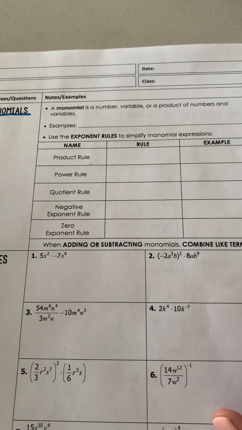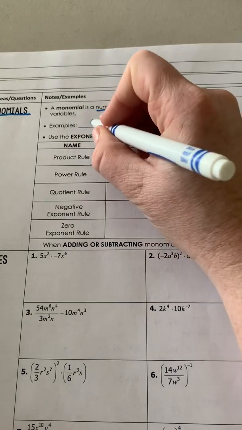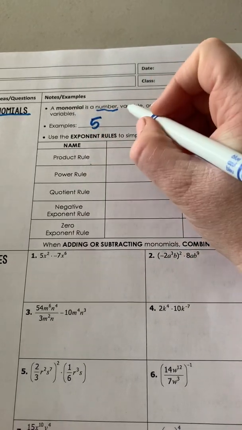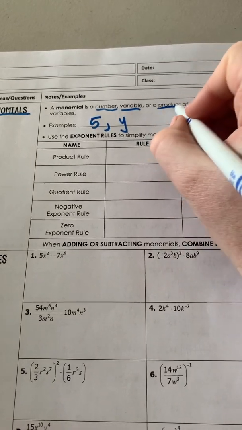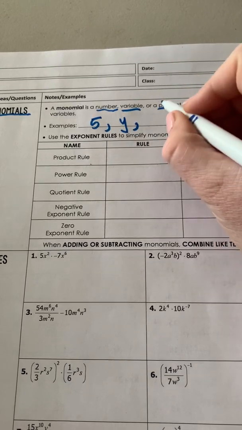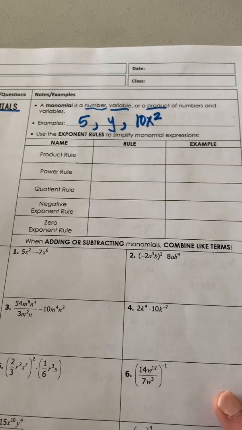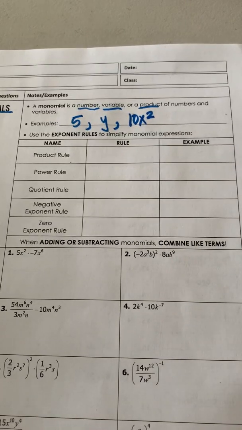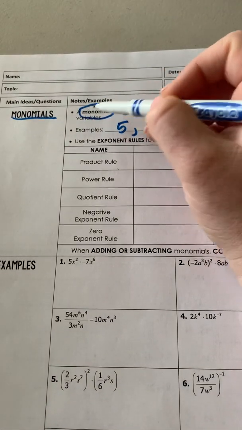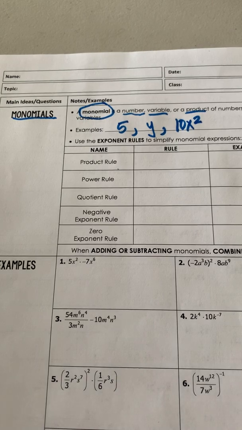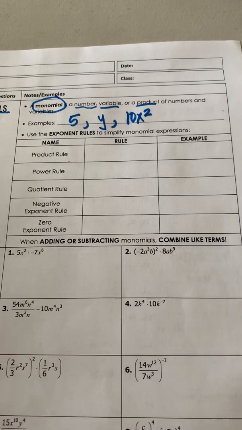So let's give an example of all three of those. First of all, you can have a number. So an example of a monomial is 5. You can have a variable. That example is y. Or a product of numbers and variables, so something like 10x squared. Okay, what a monomial can't be is like 5 plus x. That would be 2 terms. We're talking about just one here. That's what mono means. Okay, and when we simplify monomials, we're going to use exponent rules.